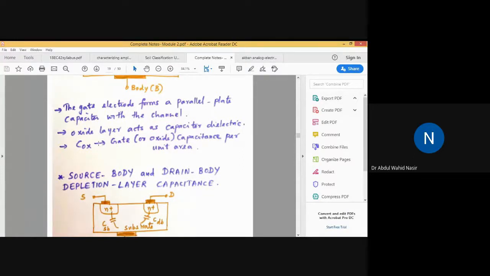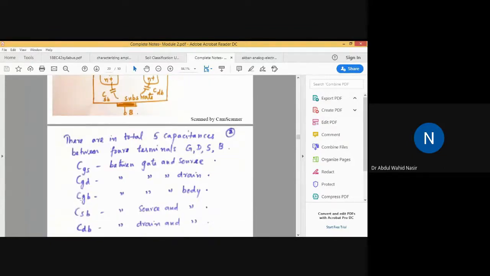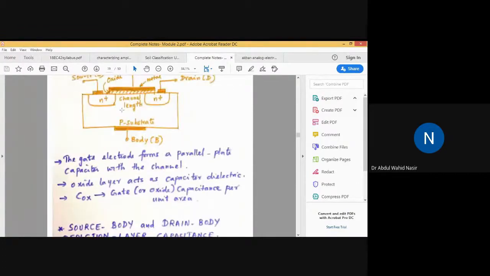This gate to body capacitance is COX, which we have just seen. That's called the gate or oxide capacitance. So this CGB is between gate and body.